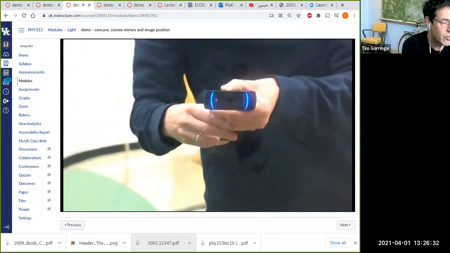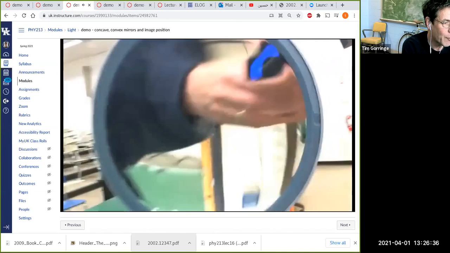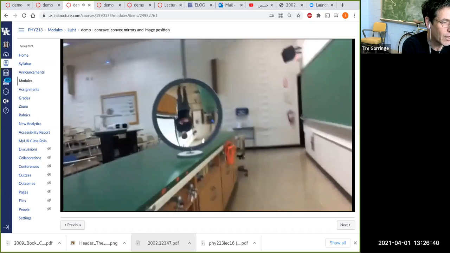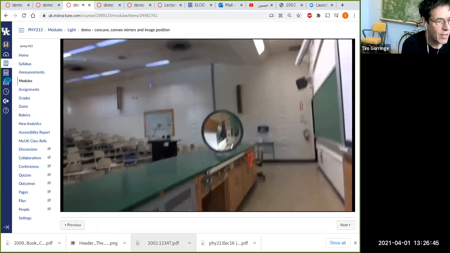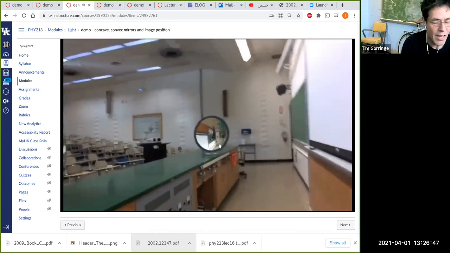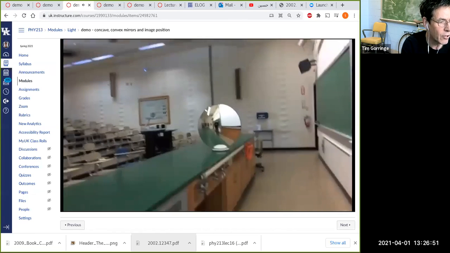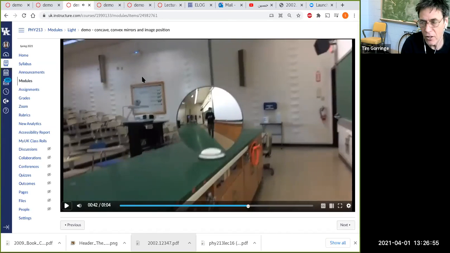So you saw an interesting thing there. Look at it as I walk back. That's an upright magnified image. And then I become a smaller upside down image. A concave mirror can both magnify and minify, and it can both invert and keep upright the images.